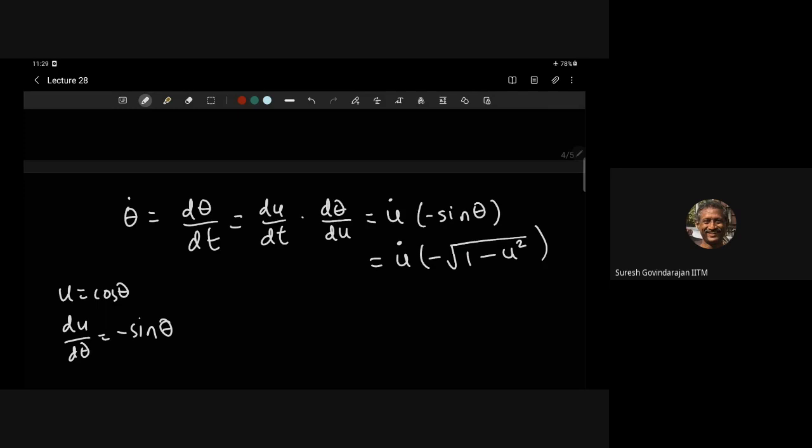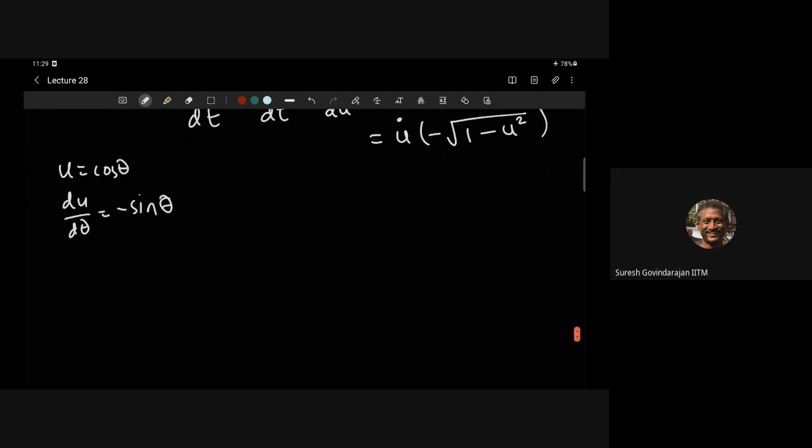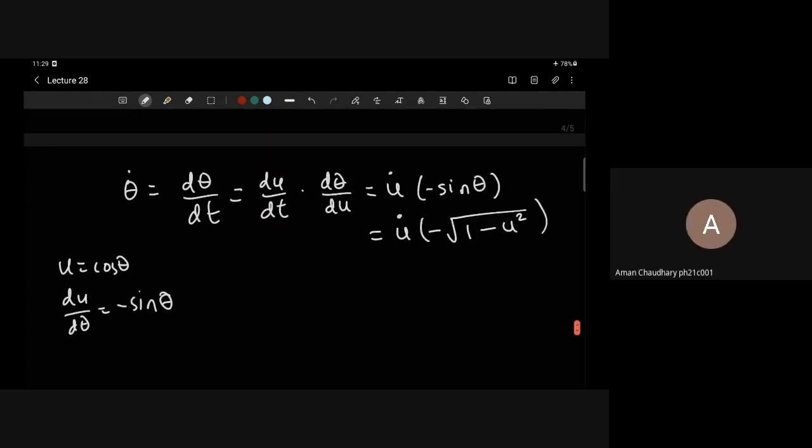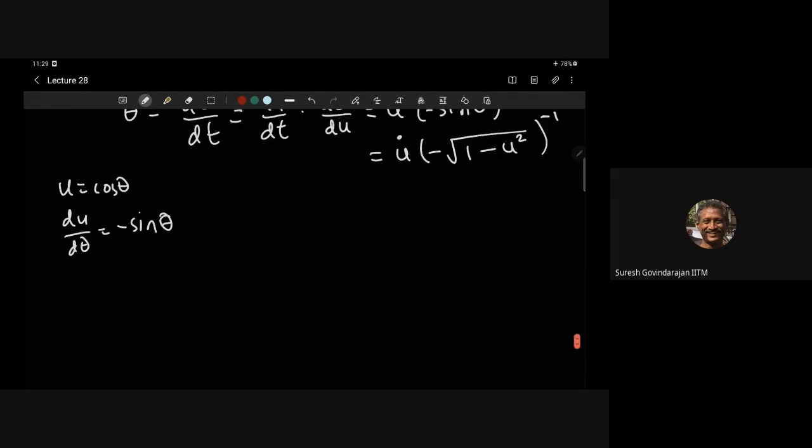Remember u is cos theta, so we have to just go ahead and keep substituting things. du by d theta is minus sin theta, right? So d theta... yes, thank you. I should have put the inverse. Okay, so this is what we get. So now we can just write E prime, or H prime. I'll just leave it as E prime.